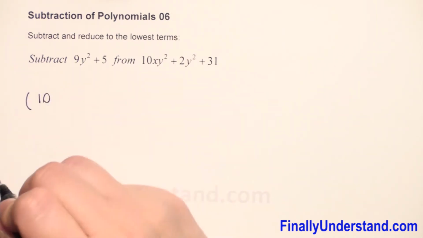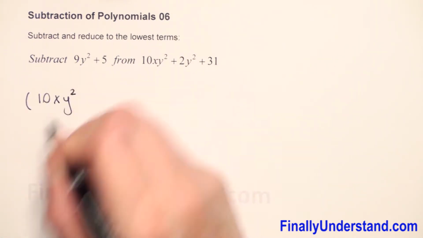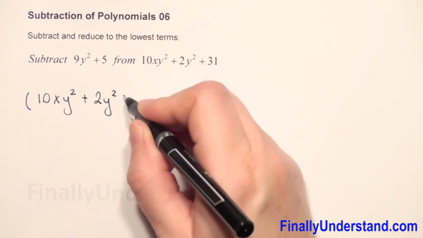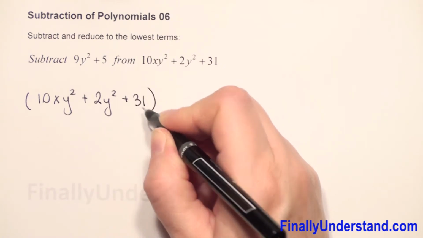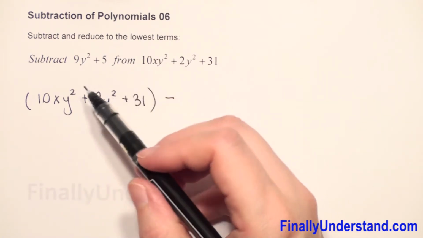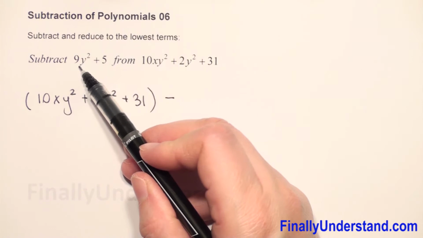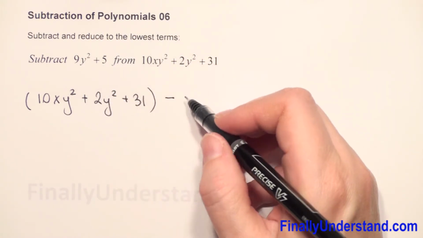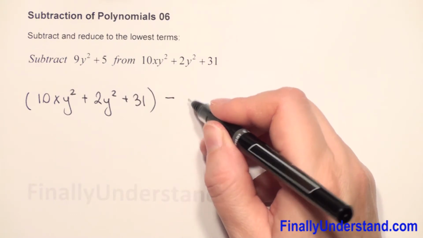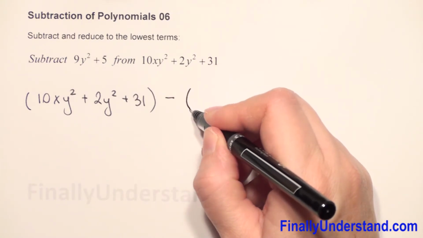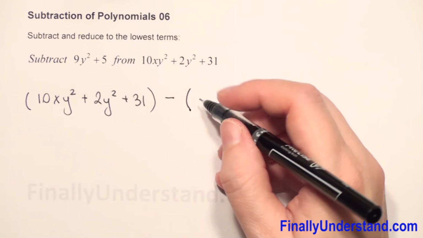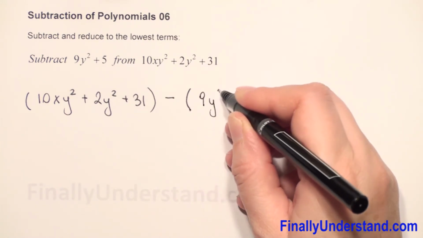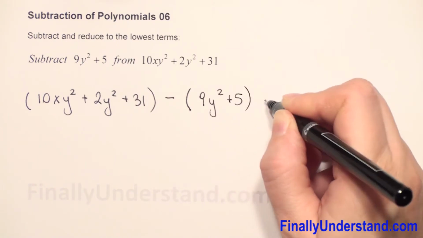We have 10xy squared plus 2y squared plus 31. From this trinomial we have to subtract a binomial because this polynomial has 2 terms. Always when we have subtraction, we have to put in parentheses the polynomial which we have to subtract. So we have 9y squared plus 5 in parentheses.